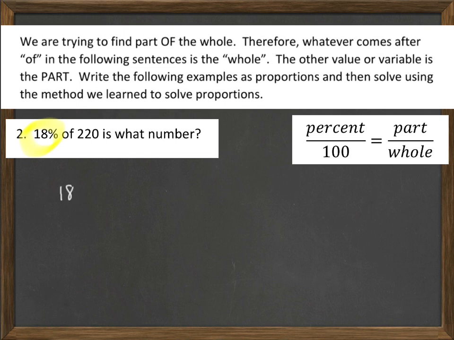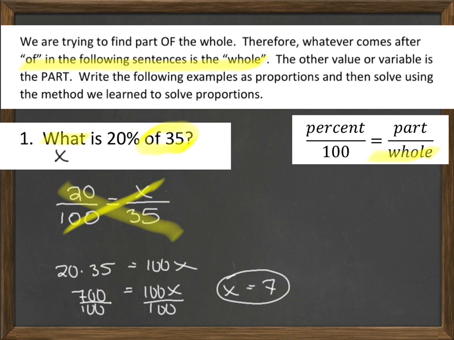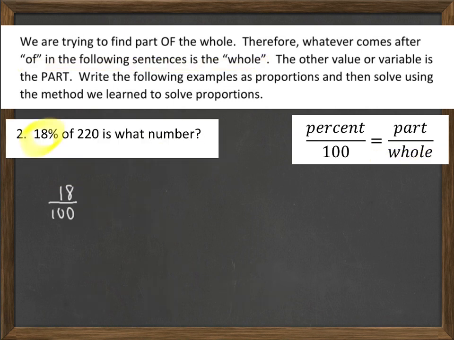So I'm going to rewrite 18 as 18 over 100. I don't know if you noticed, but in both of these examples, 20 over 100 and 18 over 100, if you had cared to, you could have reduced the fraction before continuing to solve the proportion. So if you'd like to do that first, you can. I'm not going to do that. I'm just going to leave it as 18 over 100 and then fill in the rest of the proportion.